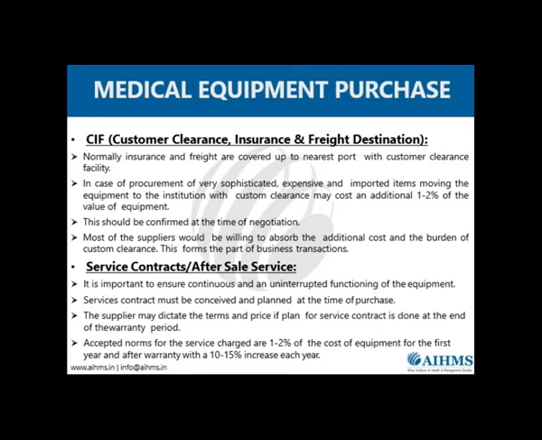To bring into your notice here, the cost of an equipment is equal to the fixed cost plus the variable cost. The fixed cost is basically the cost of the equipment in general, and the variable cost may comprise a number of other costs. For example, you can see over here the insurance of the equipment, and if you procure it from outside India or from other foreign countries, then the freight charges. Similarly, there is custom clearance, which might cost an additional 1 to 2% of the value of the equipment. All these things should be taken into consideration right at the time of negotiation.